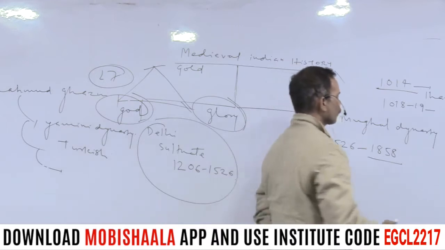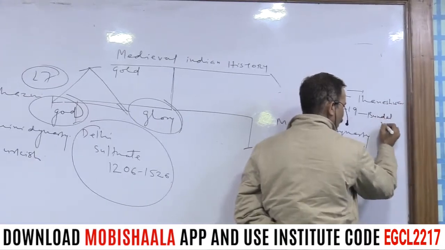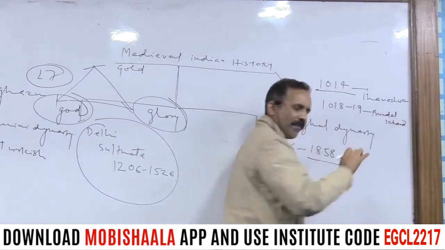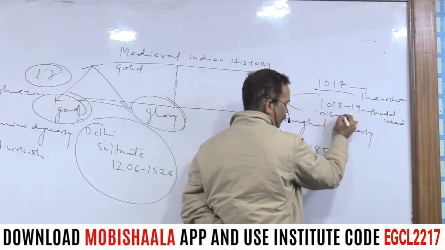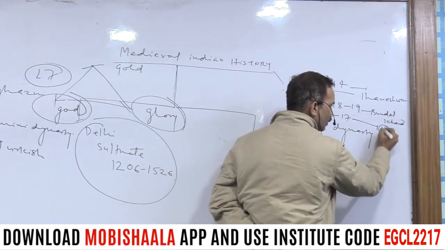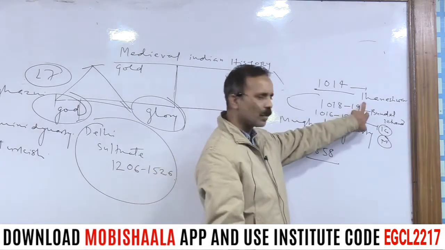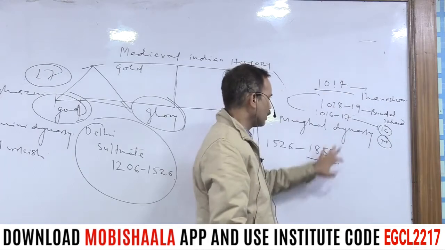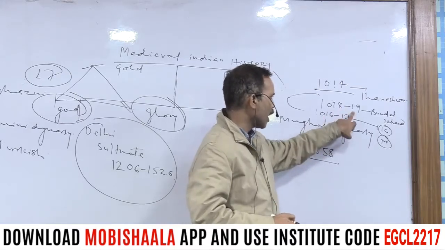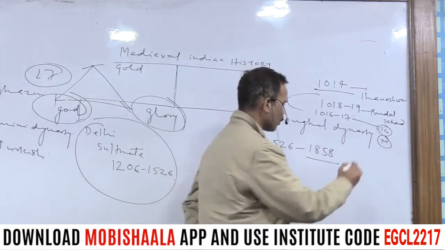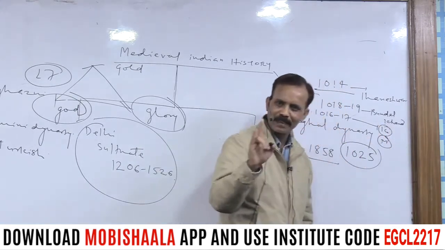Towards what? Bundelkhand. And before Bundelkhand, in 1016 and 17, towards Kannauj and Mathura. Listen to me attentively. Thaneswar, 1014. In 1016-17, towards Kannauj, Mathura. And then 1819, Bundelkhand. And then the famous one was in 1025, towards Somnath in Gujarat.